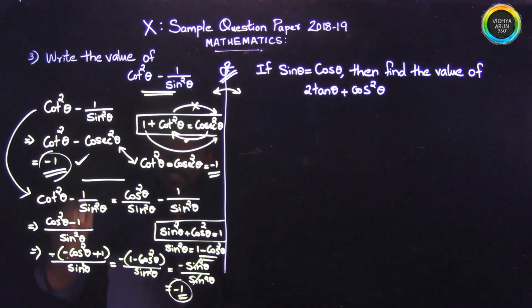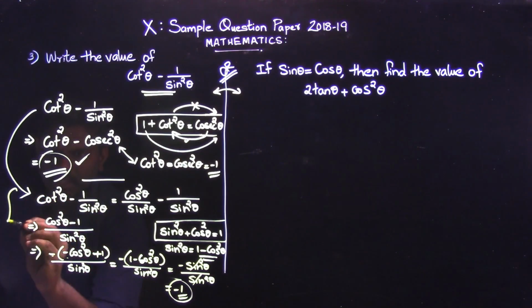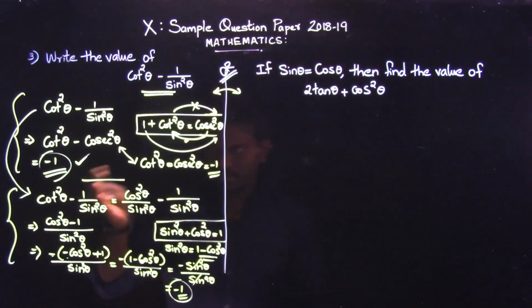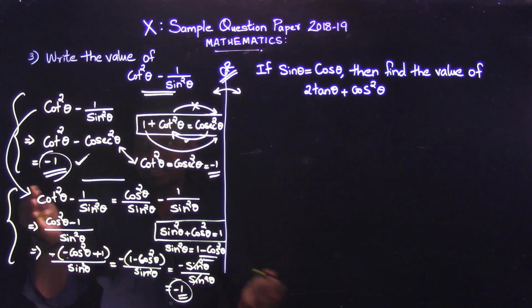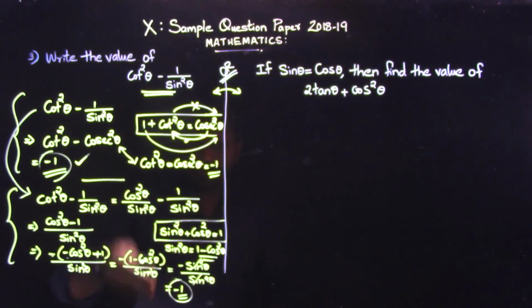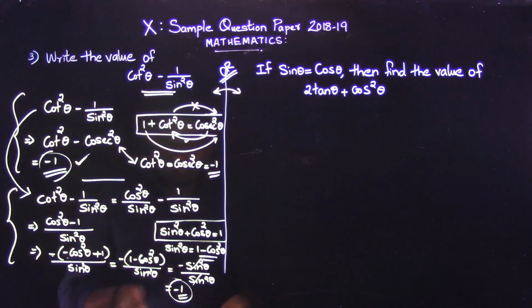So these are the two methods in which you can find the value of y. If you know the formula, well and good, in a very quick time you will get it. If you start doing it without the formula, just as I have told you, I have a tendency of making cot square as cosec square minus 1, and then cos square by sine square. If you do it also, you'll get the same value.